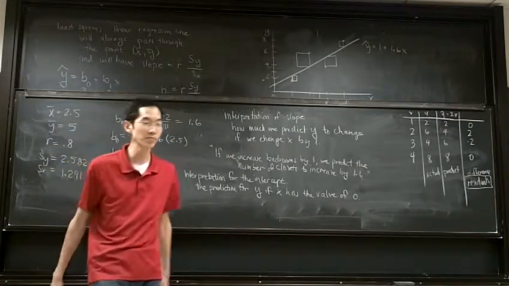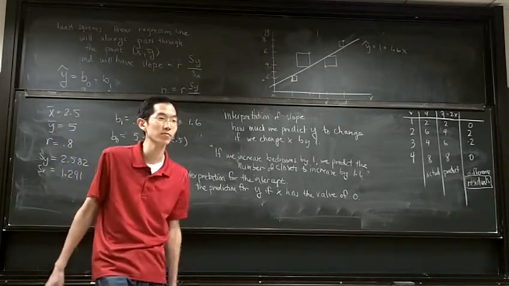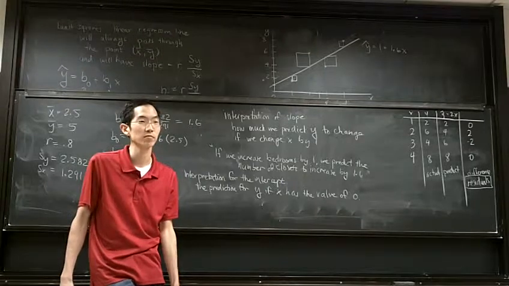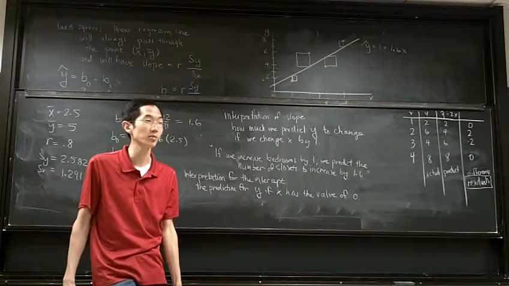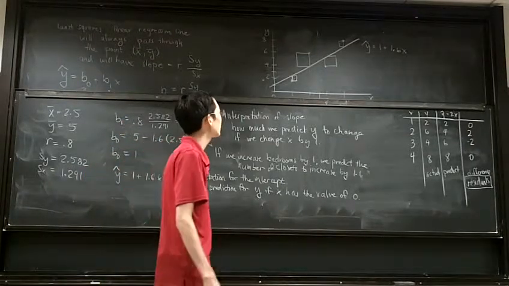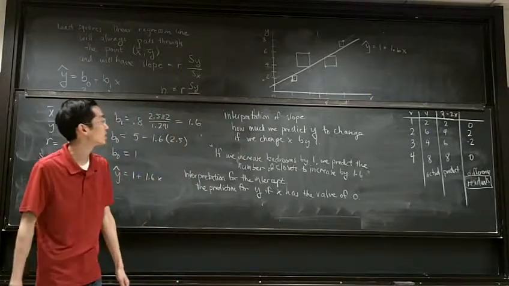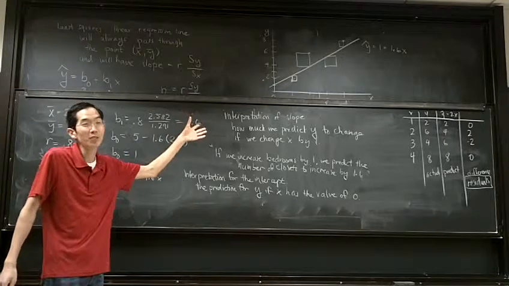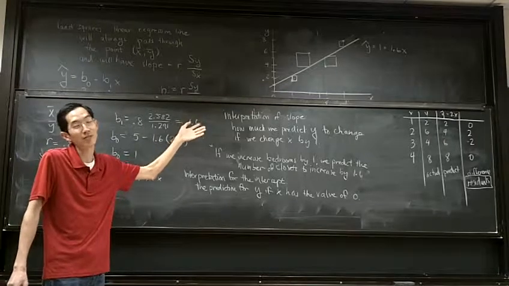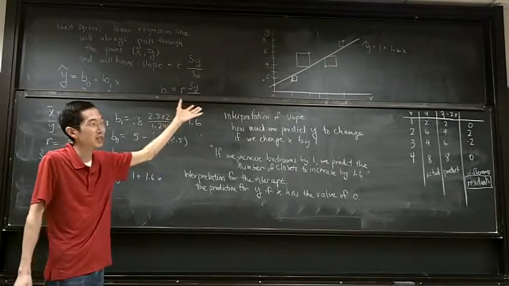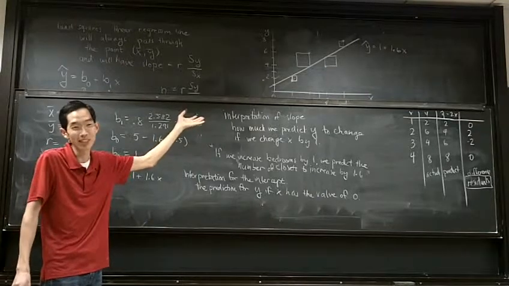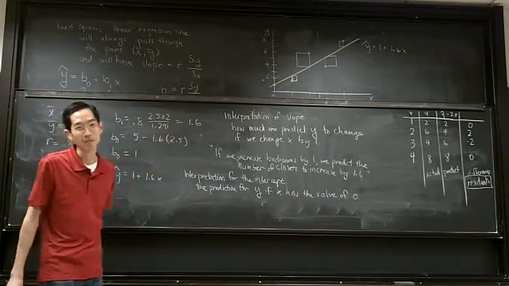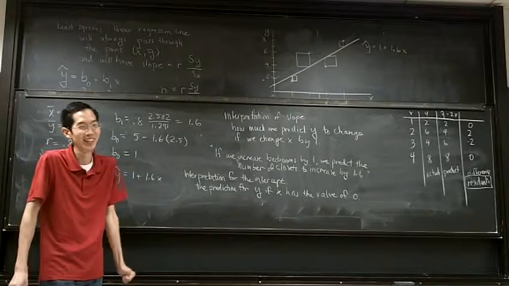Yes? But how can you make interpretations if we already found out that it's not a significant correlation? Okay, well, if it's not a significant correlation, you can still have a regression line. And it just means that the interpretations might not be entirely trustworthy or valid, okay? And that happens a lot.